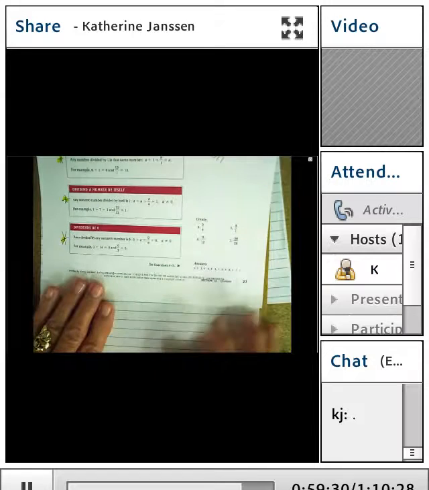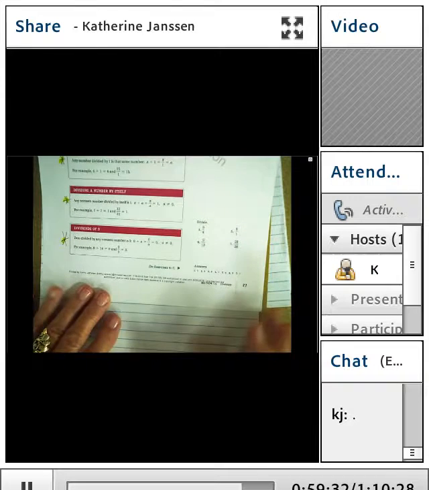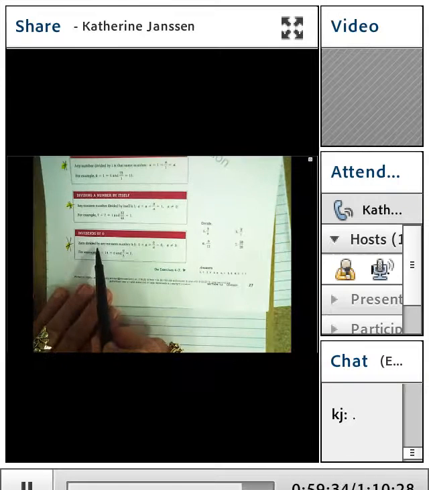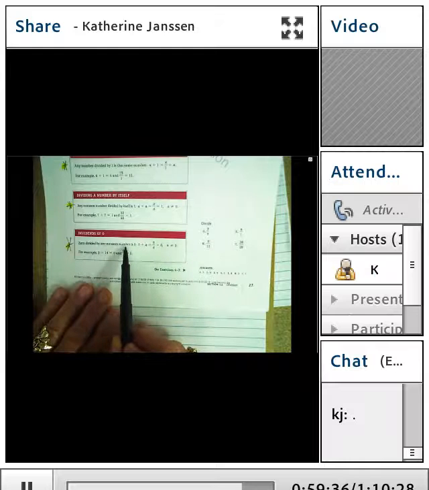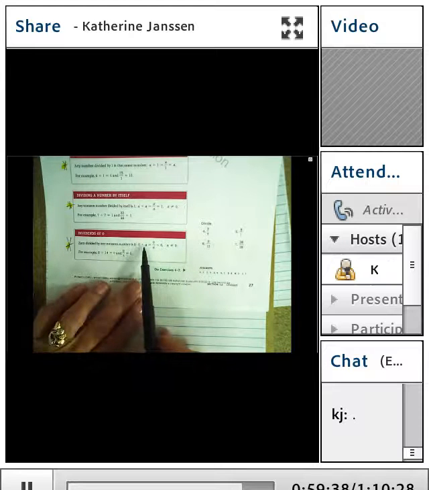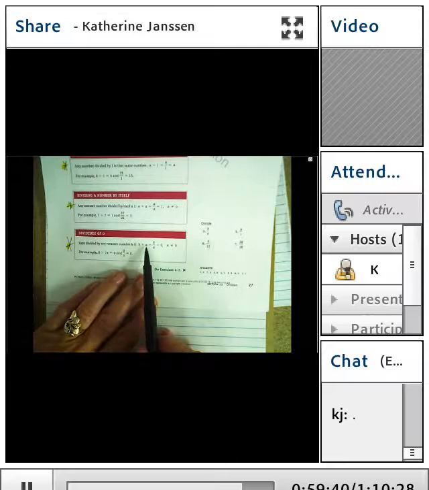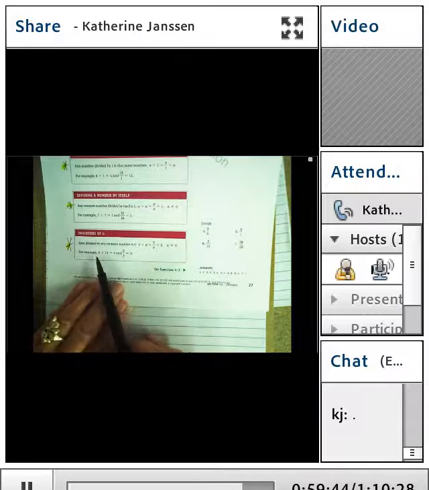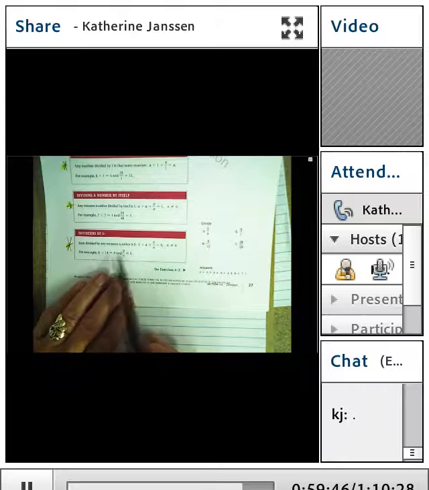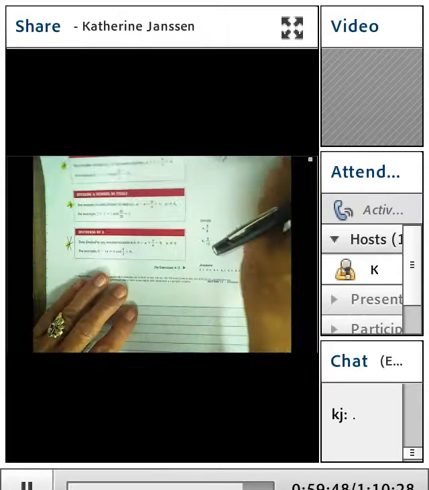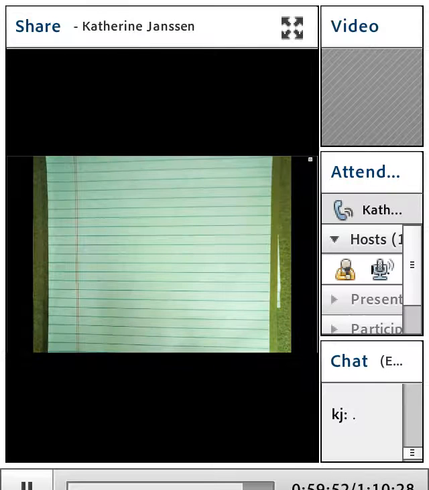And then most important on page 27 is 0 divided by any non-zero number is 0. 0 divided by something other than 0 is 0. For example, 0 divided by 14 is 0. 0 divided by 3 is 0. If I have nothing and I divide it by some number, it's still 0.